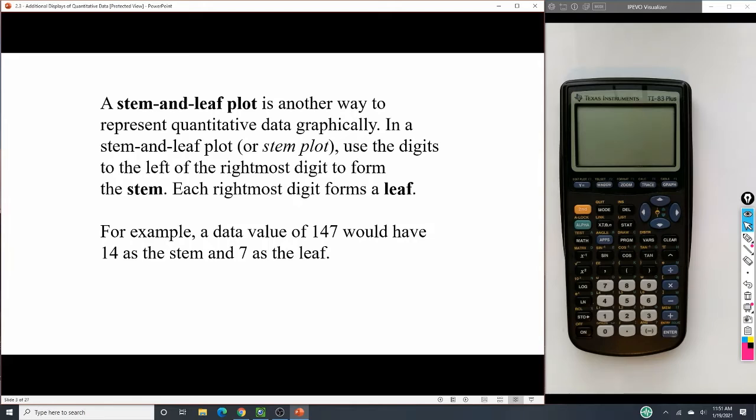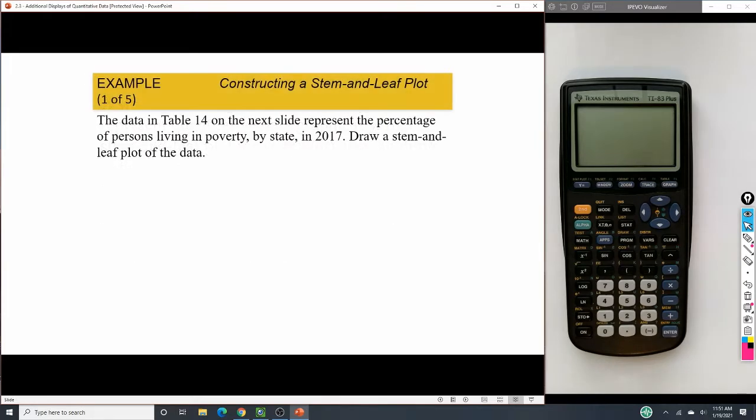Whatever our rightmost digit, the last digit to the right in the ones place, will always be our leaf. Now, if we have a decimal, it's going to be whatever the last one is, so it wouldn't be the ones place in that case. And we'll look at some of those, all right?